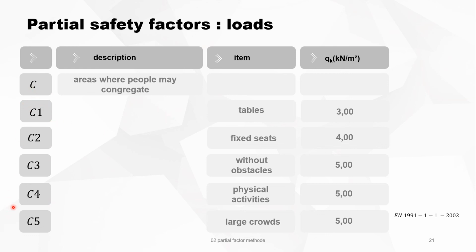There are different subcategories of C, and category C is an area where people may congregate. So where there are tables, then it's 3 kilonewton per square meter. When there are fixed seats, it's 4. When there are no obstacles at all, it's 5. When there are physical activities like dancing or something like that, it's 5. And large crowds, it's also 5. This table comes from Eurocode 1.